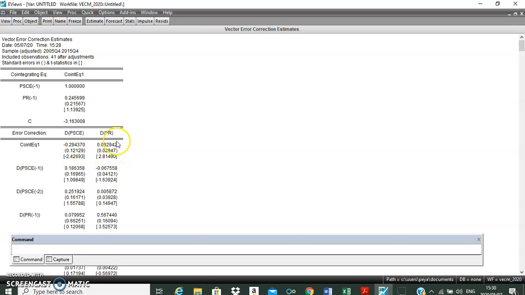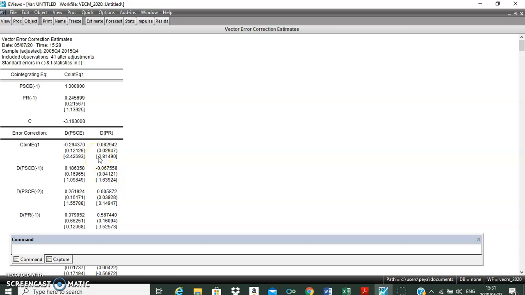Now, probably you would come here and say, okay, but what about the next question? Here the coefficient basically tells us that interest rate does help in bringing private sector to its long run equilibrium value. So of course the next question would be, why is it that this value is positive? It's actually not positive, it is negative.